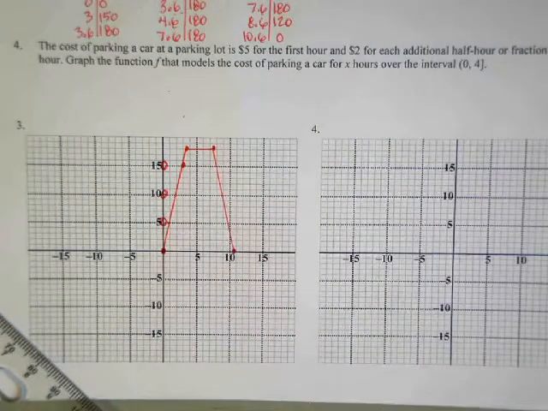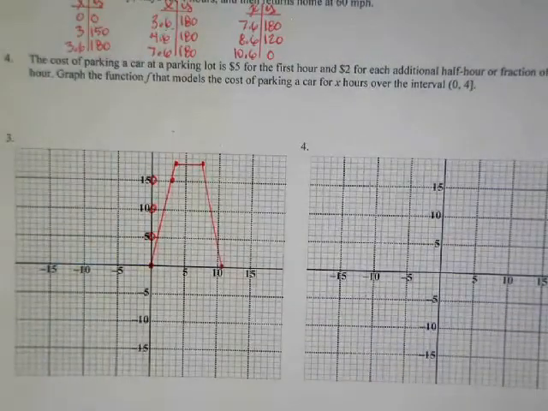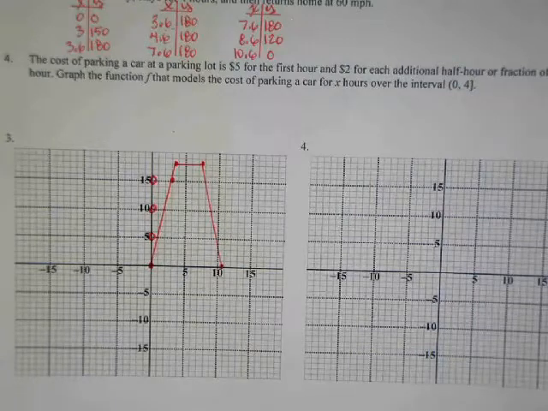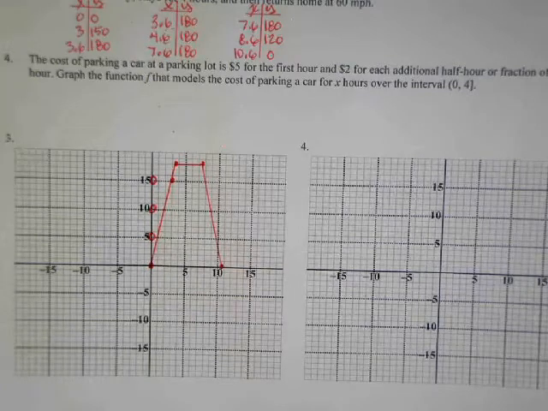All right, problem 4, our last example, will give you a real-life example of a stepwise type function. It says the cost of parking a car at a parking lot is $5 for the first hour and $2 for each additional half hour or fraction of a half hour. Graph the function f that models the cost of parking a car for x hours over the interval from 0 to 4.